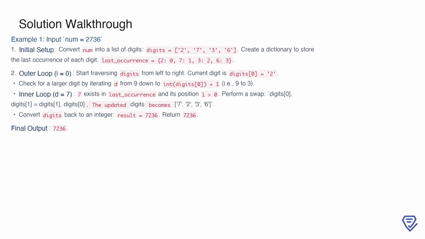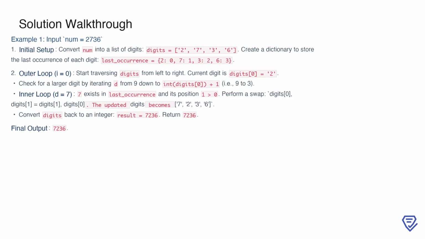To solve this problem, we start with the input number, 2736. First, we convert this number into a list of its digits, giving us 2, 7, 3, 6. Next, we create a dictionary called last_occurrence that maps each digit to its last position in the list, resulting in {2: 0, 7: 1, 3: 2, 6: 3}. This helps us quickly figure out where a particular digit is located.